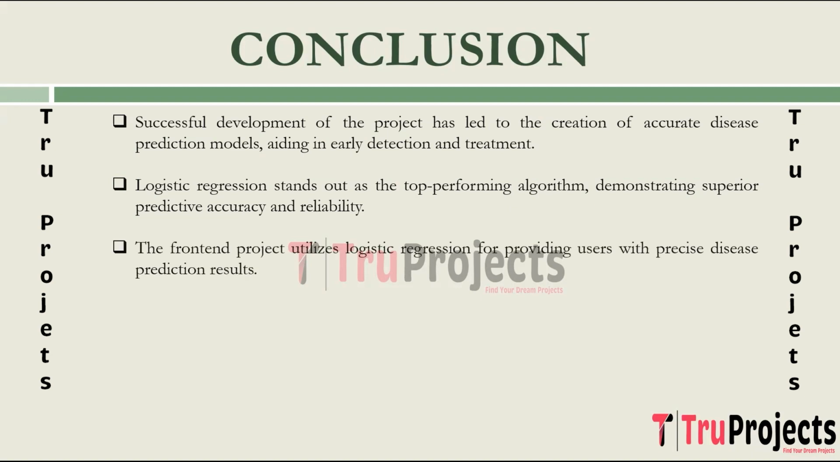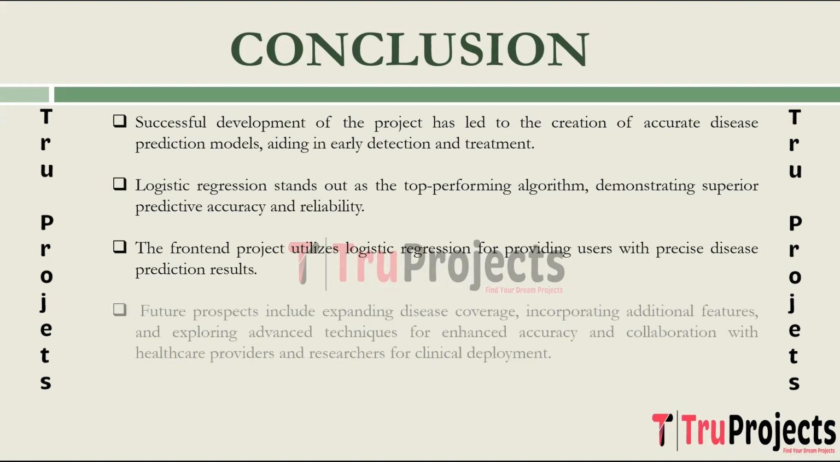Logistic regression, the algorithm that performed well, is deployed in the front end to provide users with accurate disease prediction results. By leveraging the logistic regression model, the front-end application offers users a reliable tool for assessing their risk of various diseases based on input data such as medical history and symptoms. Future prospects include expanding disease coverage, incorporating additional features, and exploring advanced techniques for enhanced accuracy and collaboration with healthcare providers and researchers for clinical deployment.